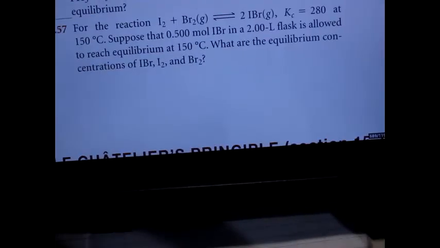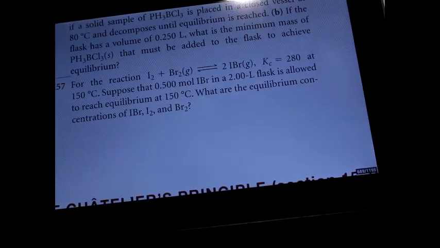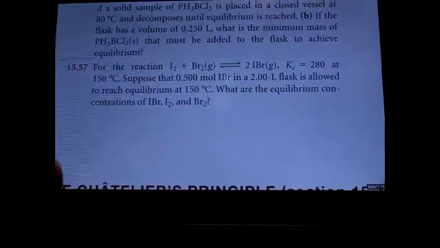Alright, so let's start this. I know that Kc equals 280 at 150 degrees, and the system is allowed to reach equilibrium at 150 degrees Celsius. So for this, it looks like I'm going to have to use an ICE table. I don't really know what that stands for, but that's what my teacher calls it, so there you go.